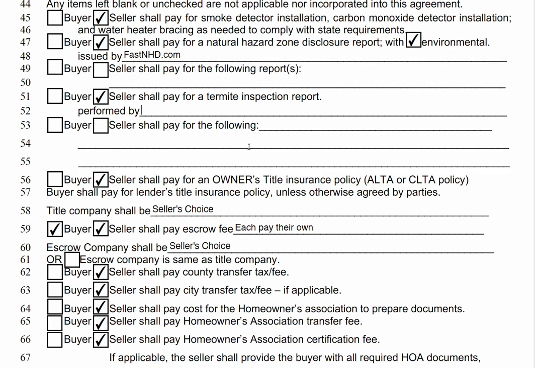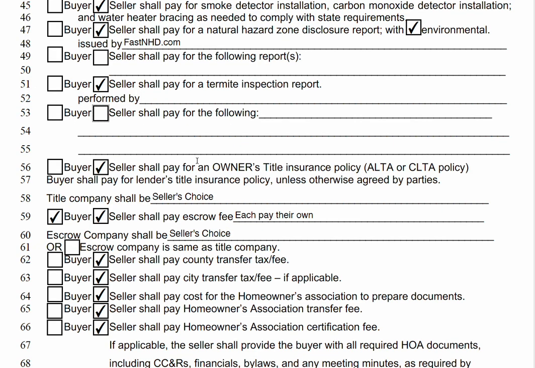All right. And then seller shall pay for the following. Is there something we haven't talked about that the seller should pay or the buyer should pay? Well, check the respective box, write it in. You have plenty of space to add whatever you want. Who's paying for owner's title insurance? Well, go ahead and just write that in.